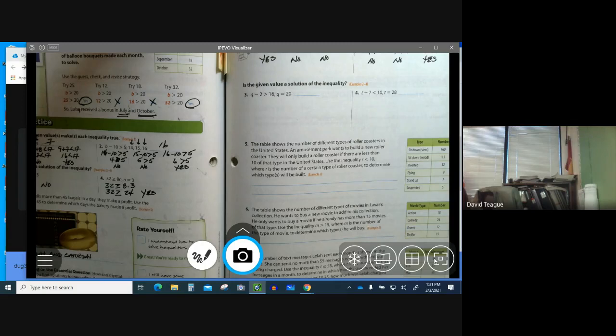Jacob, you're working on 3 and 4? Jacob? 3 and 4? Page 639, 3 and 4. You're working on it? You got an answer? Oh. Hey, Google, stop.